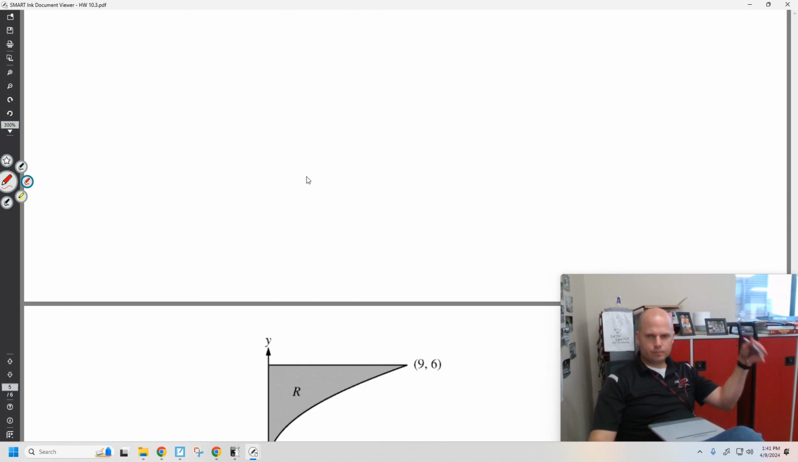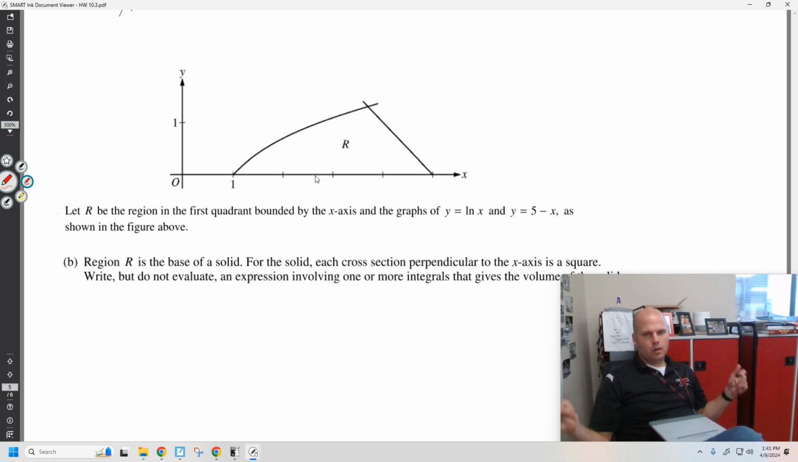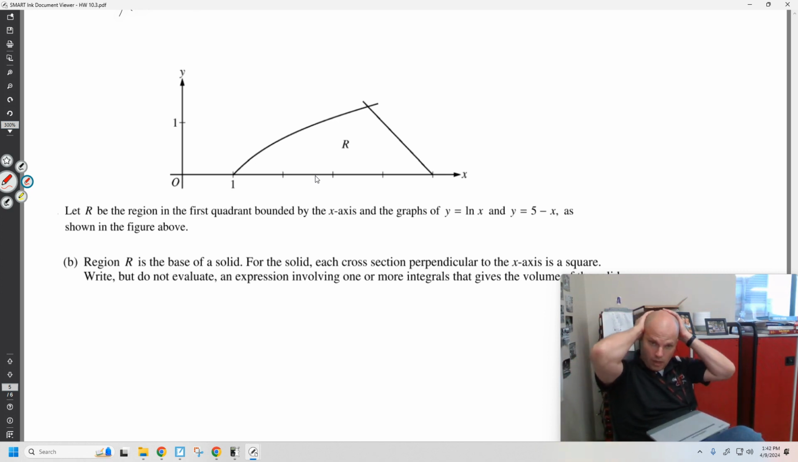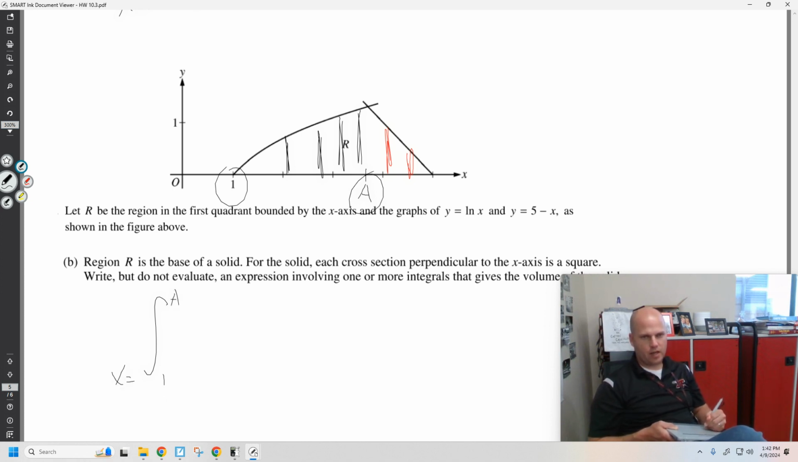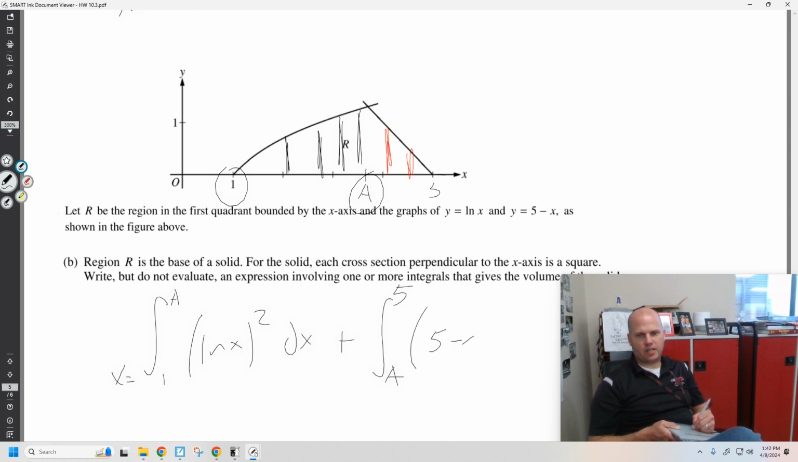Which side are we on? I don't want to do this one fully, so we'll just say there's an intersection at A. You have to find this intersection. We got squares that have to change once we get to the intersection because the height changes. I'm not going to go from 0 to A. Pay attention. It's an x equals 1 to x equals A of the top minus bottom. That's log x minus 0. And then from A to 5, that's this. We have a top minus bottom, which is the 5 minus x minus 0.